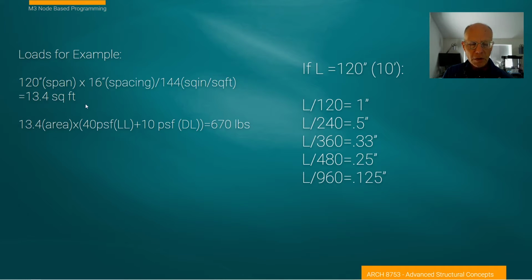That 10-foot by 16-inch width piece of flooring would have 13.4 square feet in it, and we would multiply that by the loads on it: 40 pounds per square foot of live load, 10 pounds per square foot of dead load. That means that 10-foot by 16-inch wide section of floor surface has 670 pounds of load applied to it for the calculations of deflection and all kinds of other structural issues, shear and maximum moment.